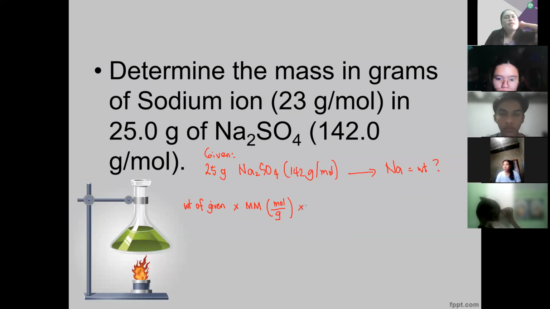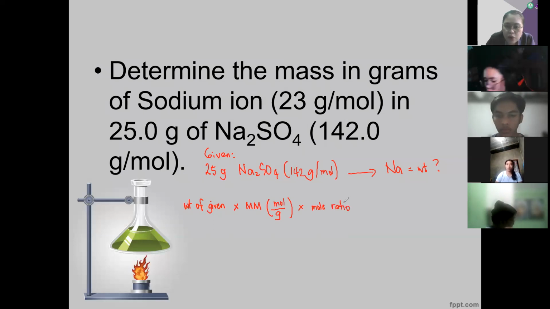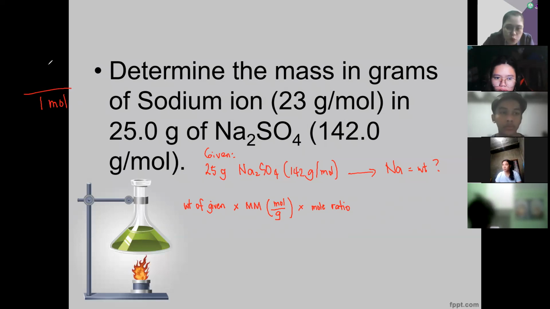Tapos, i-multiply natin siya sa tinatawag na, I forgot the term, mole ratio. Yung mole ratio, ito yung sa isang mole ng substance, ilang mole ng element, or yung hinahanap. So ilang mole, question mark na lang ito, of what is asked in the problem. Later ipapakita ko paano yan kunin.